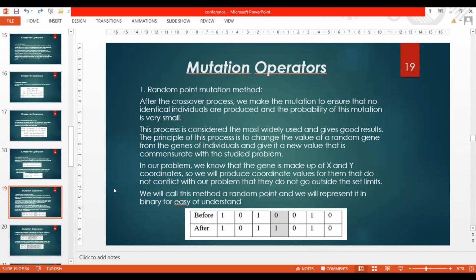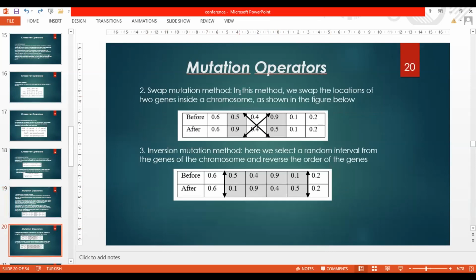We will call this method a random point, and we will represent it in binary to make it easy to understand, like this. We have one before and after. Before mutation, we have genes, and we choose one randomly and exchange it to 0, and then it will be 1.